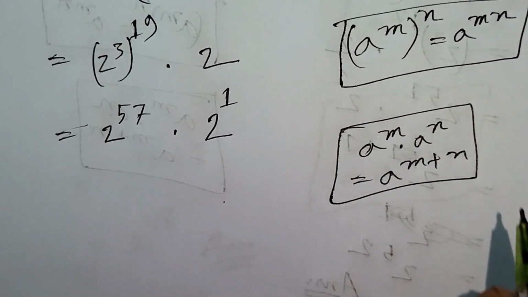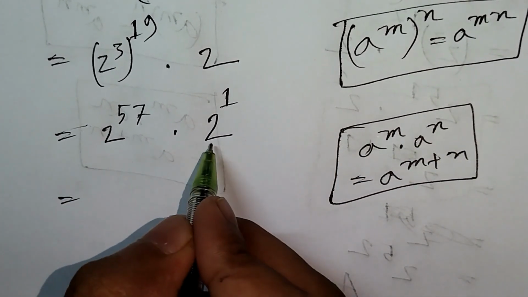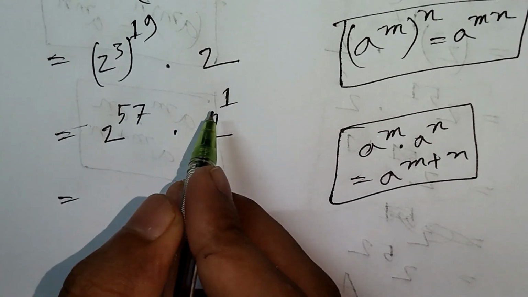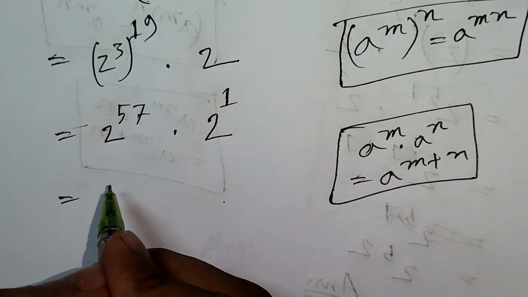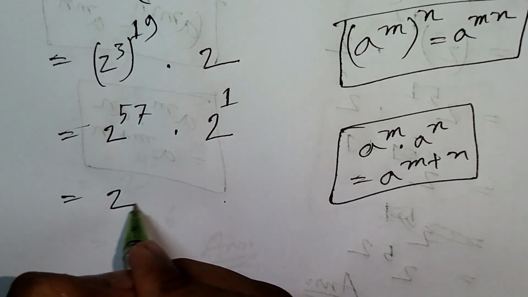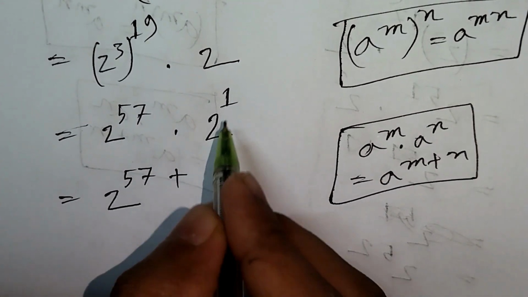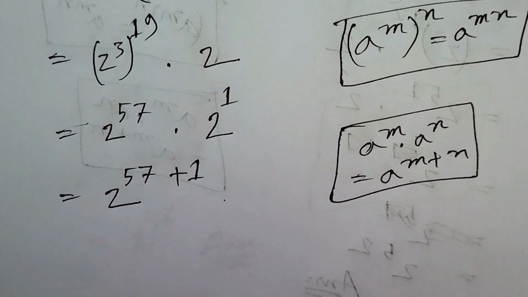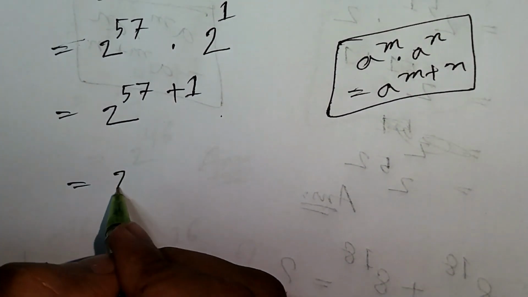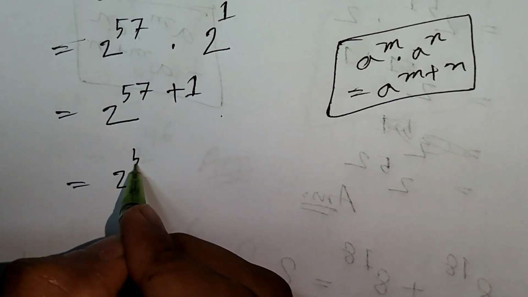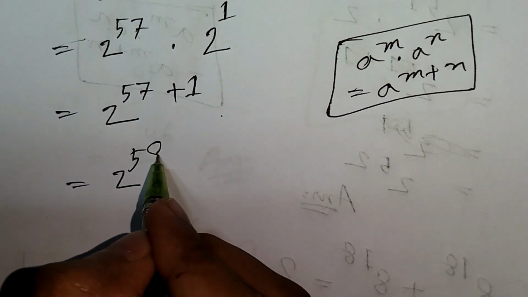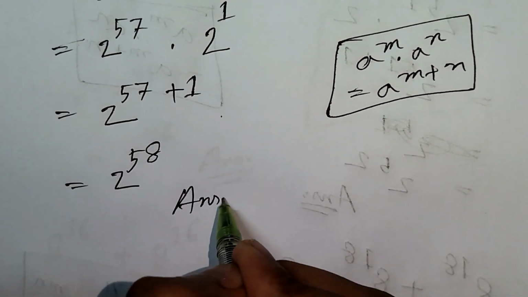According to this rule that a power m times a power n is equal to a power m plus n. So we can write here 2 common but different power. So we can write here 2 to the power 57 plus 1. So we can write here 2 to the power 58. This is the final answer.